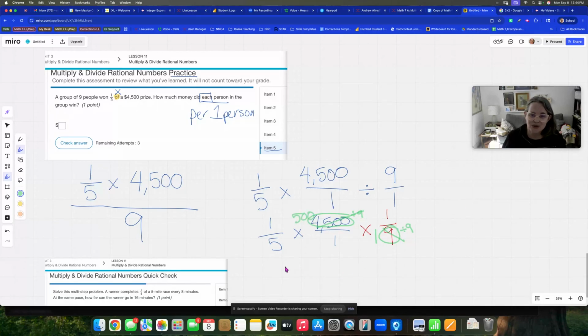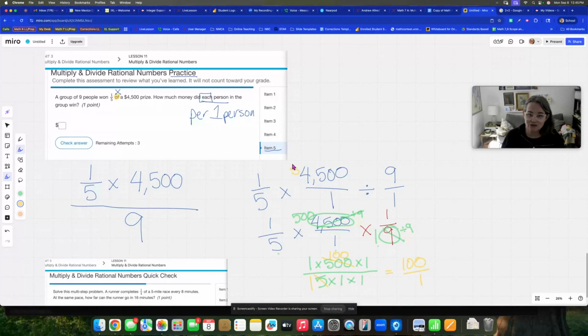All right. So this got a little messy, but what I really have here in the numerator, I have 1 times 500 times 1. In the denominator, I have 5 times 1 times 1. And I can actually cross-cancel again, so I'm going to go ahead and do that. 500 divided by 5 is 100. 5 divided by 5 is 1. So at the end of the day here, I get 100 over 1. And this would be per one person.